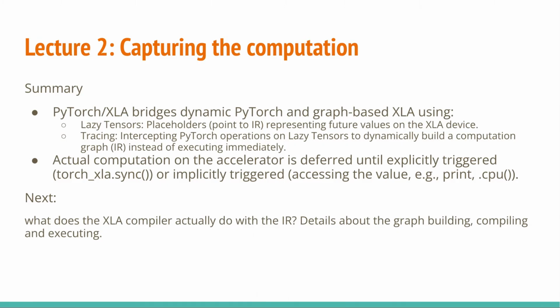In this lecture, we learned that PyTorch XLA bridges dynamic PyTorch and graph-based XLA using lazy tensor, a tracing mechanism, and a triggering mechanism. Lazy tensor is a placeholder or a pointer to IR representing the future value on XLA device. And for tracing, it intercepts the regular PyTorch operations on lazy tensors to dynamically build a computation graph. The actual computation on the accelerators is deferred until it is explicitly triggered by using torch_xla.sync, or implicitly triggered by accessing the value, either when you print the value or you need the value for the next step. That's all for this lecture.